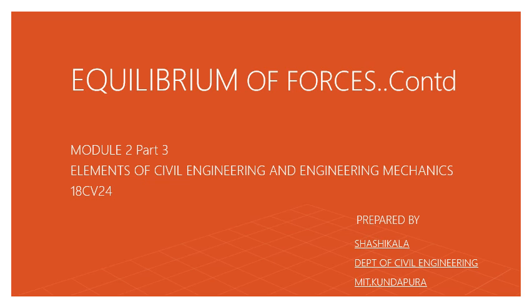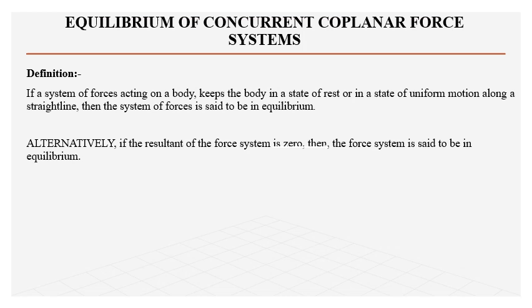Okay, in the last two classes, we have seen the equilibrium of forces, Lami's theorem, and conditions of equilibrium. Let's have a small recap. When we say the body is in equilibrium, in simple words, if the resultant of the force system acting on the body is zero, then we say the body is in equilibrium, right?